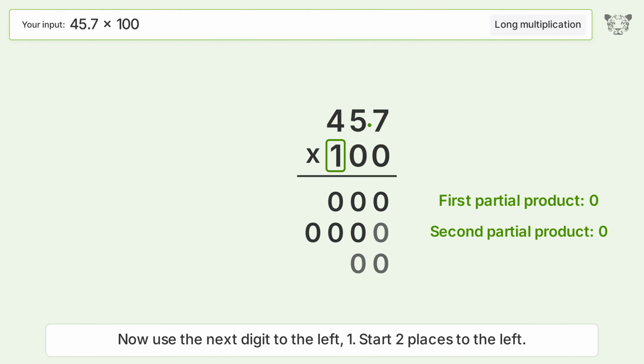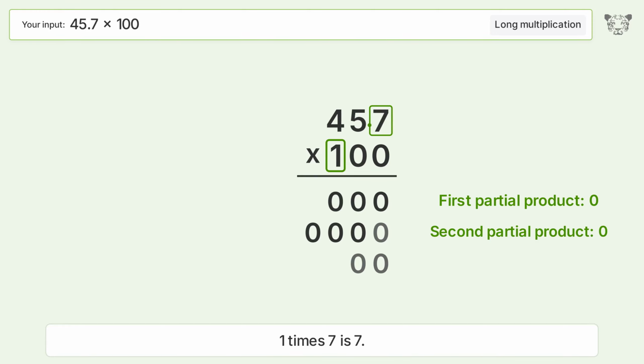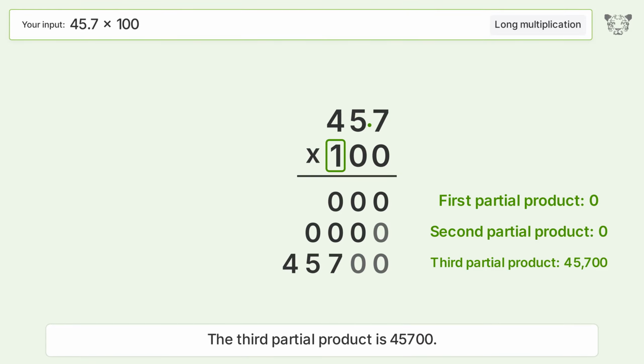Now use the next digit to the left, 1. Start two places to the left. 1 times 7 is 7. 1 times 5 is 5. 1 times 4 is 4. The third partial product is 45,700.